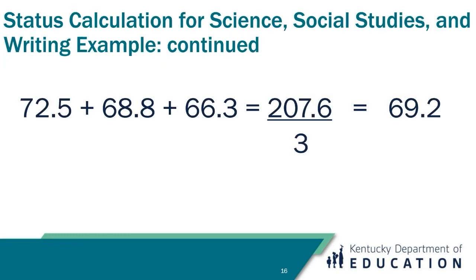Combining the scores for science, social studies, and writing will give us a total of 207.6, which we will divide by 3, once for science, social studies, and writing, earning this example a score of 69.2 for the indicator of science, social studies, and writing. The numerical status scores for both indicators will then be compared to the color rating system to determine the color score for each indicator.